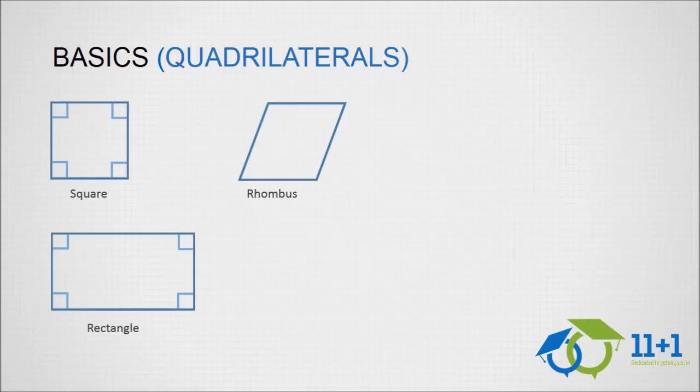Here's a rhombus. The rhombus has 4 equal sides, and the opposite sides are parallel, and so are the opposite angles. Here's a parallelogram. It has 2 pairs of equal sides, quite similar to the rectangle. The opposite sides are parallel, and the opposite angles are equal.